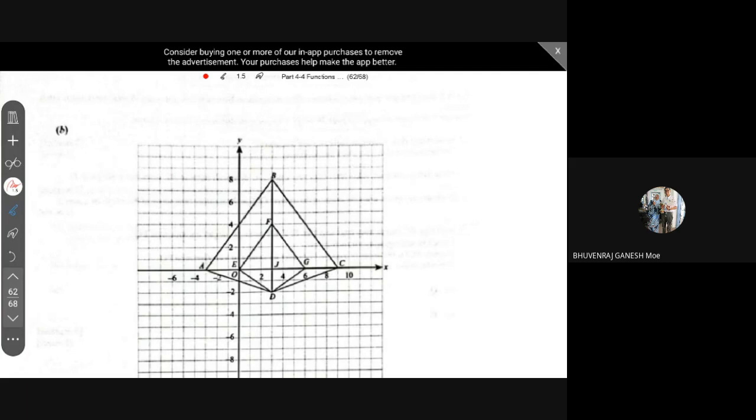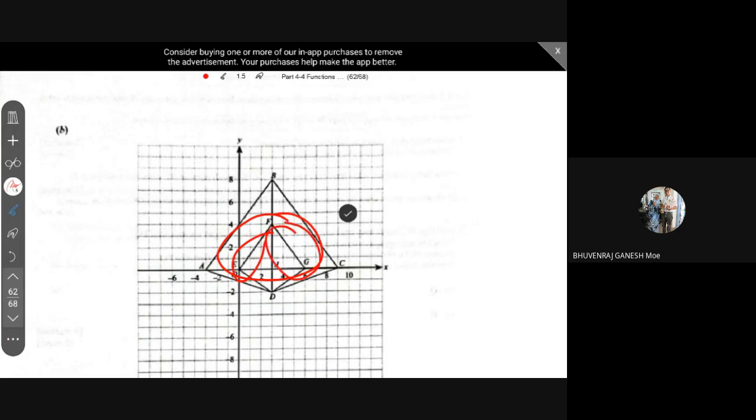No. Same shape, but not same size. E, F, G, D is this one. A, B, C, D is a larger one. It must be the same size to be congruent. E, F, J, let me check slowly. Wait, let me think. Yeah, very good, NC, correct. This means same shape, same size. You can see they are like the reflection of each other.